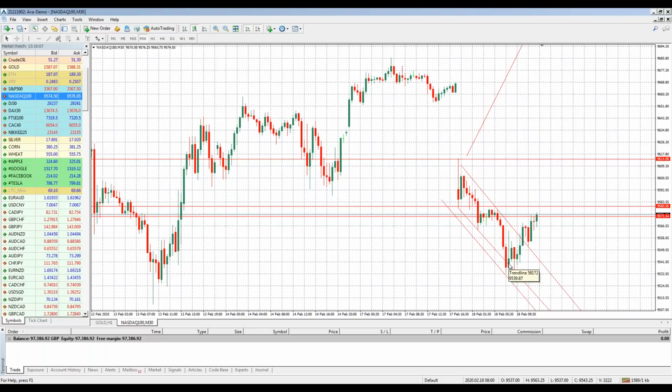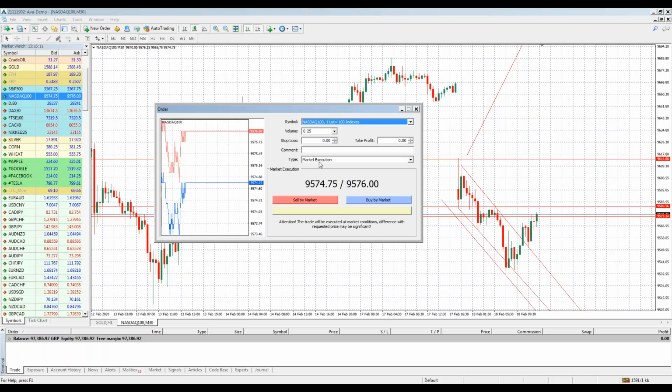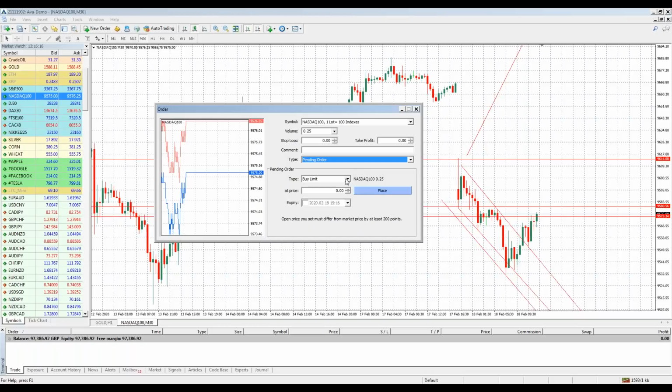What kind of pending order would have sold from a lower point? Here's market execution. You switch to pending order. You pick the pending order type. What kind of pending order sells from a lower point? Sell stop. Okay, very easy.